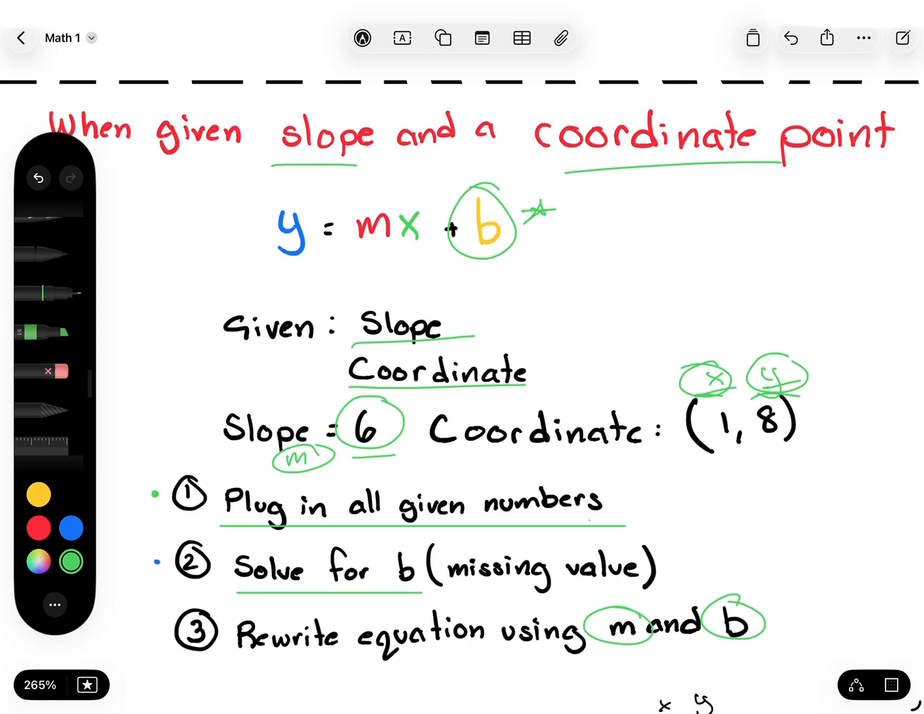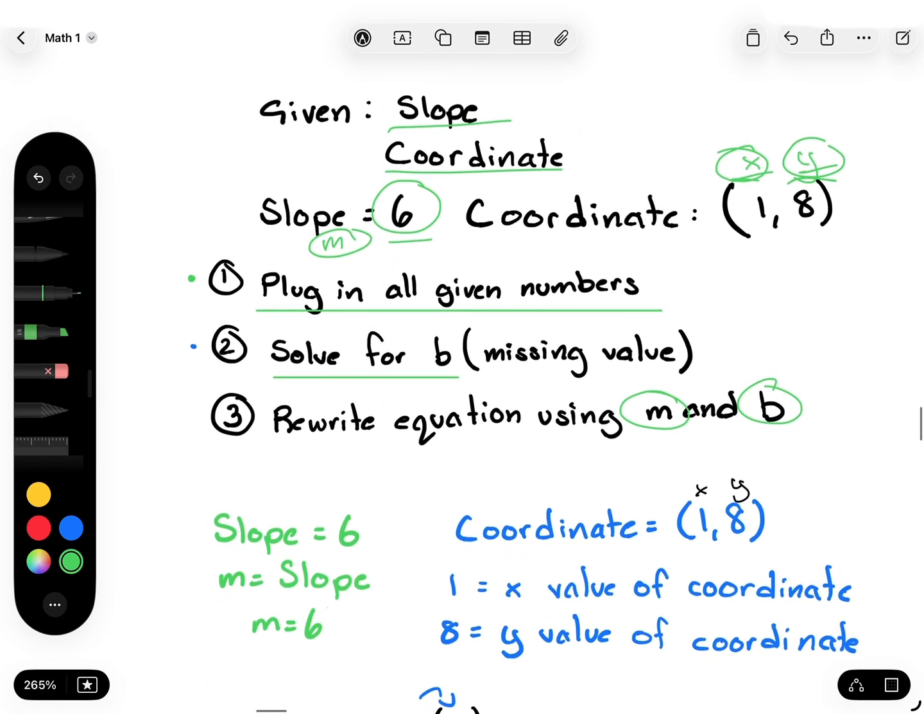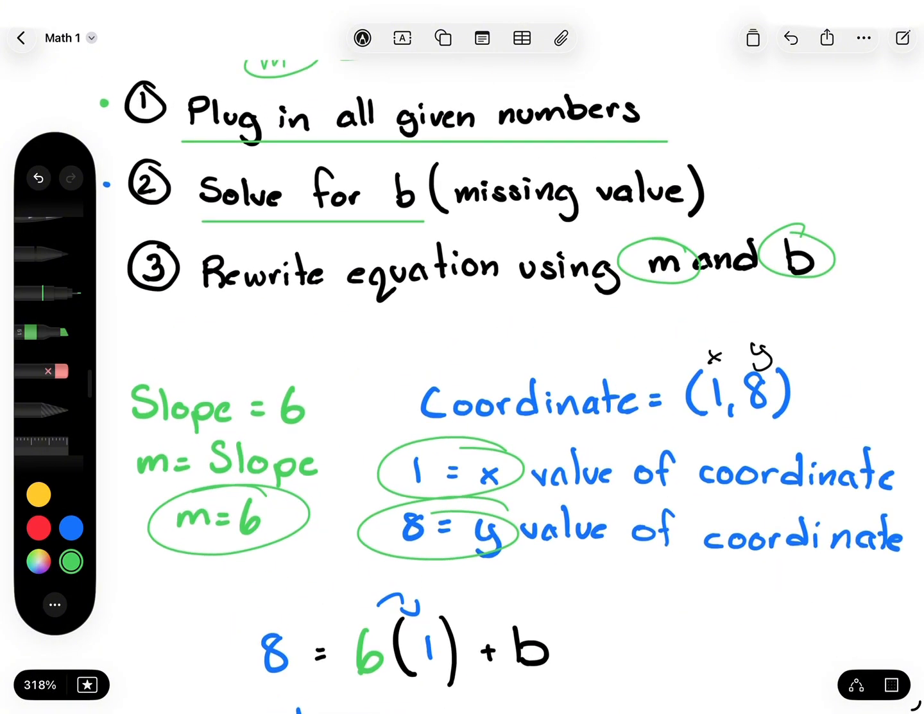The first step is to plug in all of our given numbers. So we know that m is equal to 6. We know that our coordinate is 1 equals x and 8 equals y. So we can just plug in all of those numbers directly into the equation like I do here. 8 as our y equals 6 as our m, 1 as our x, plus b. So now, we have to solve for b.